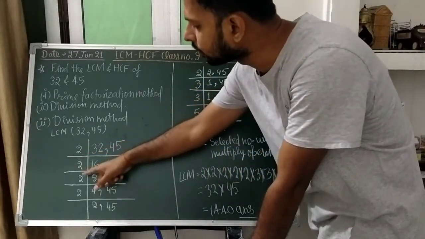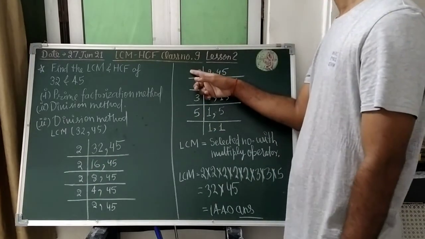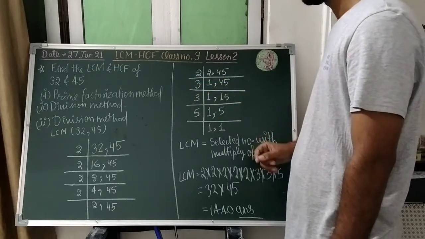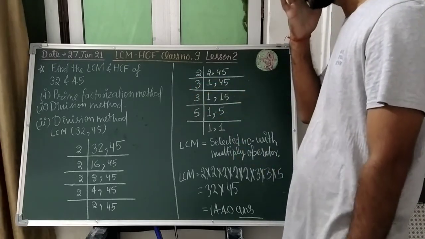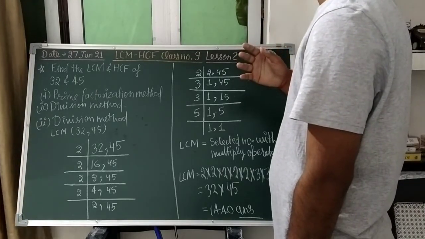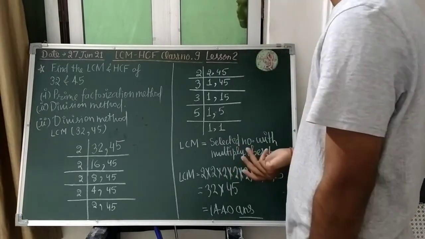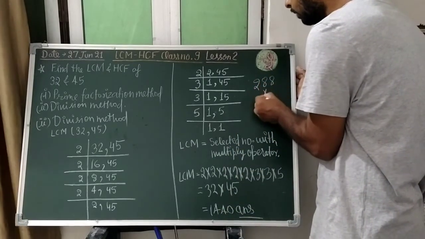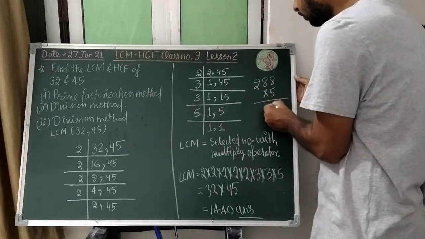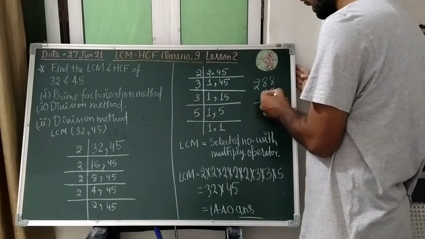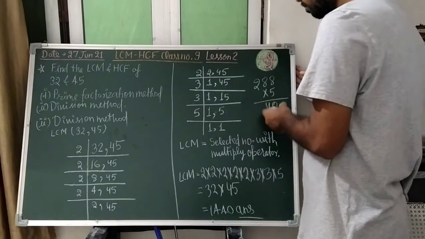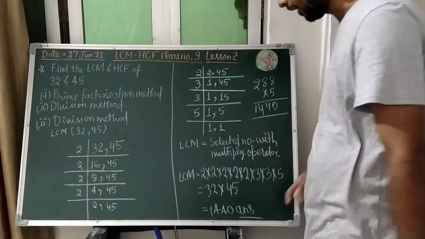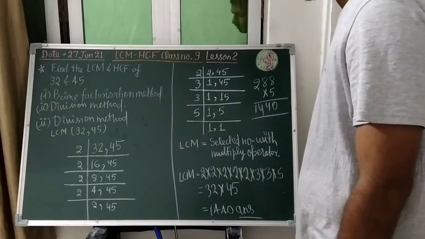So 2 2s are 4, 4 2s are 8, 8 2s are 16, 16 2s are 32, 32 3s are 96, and 96 3s are 288. Now 288 we multiply by 5. 5 8s are 40, 0 and 4 carry, 5 8s are 40, plus 4 is 44, 4 here and 4 carry, 5 2s are 10, 10 plus 4 is 14, so 1440 is your LCM.